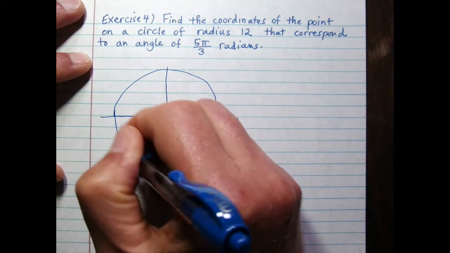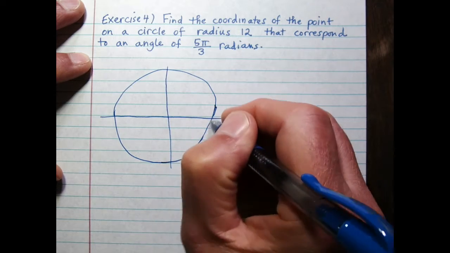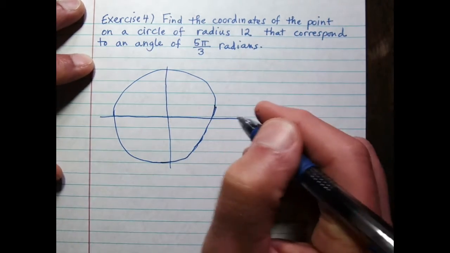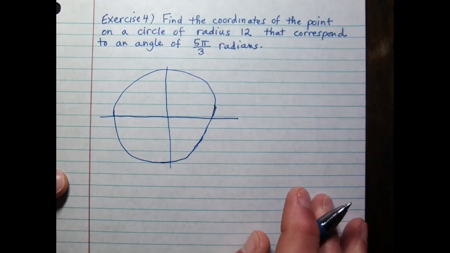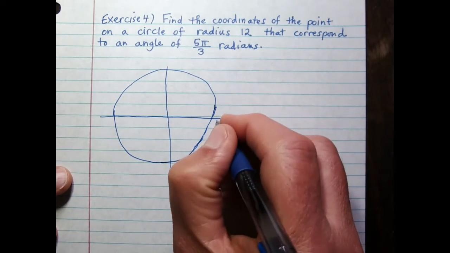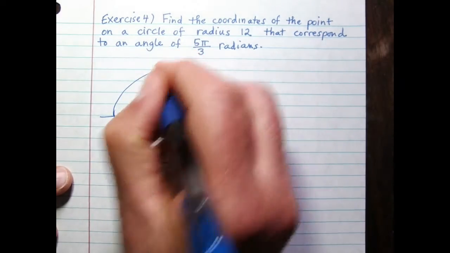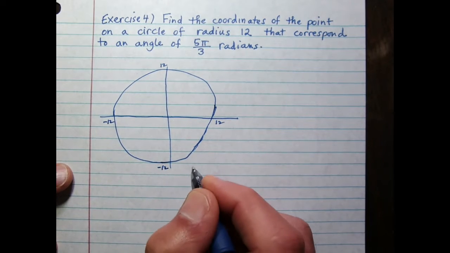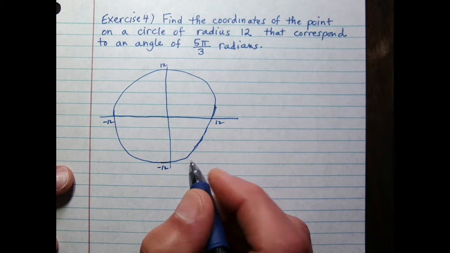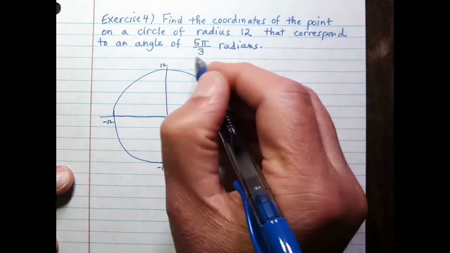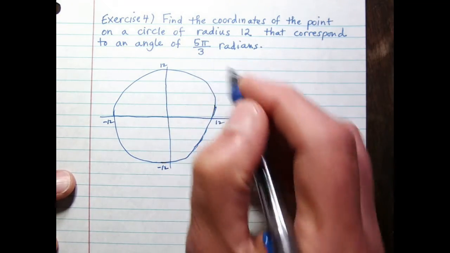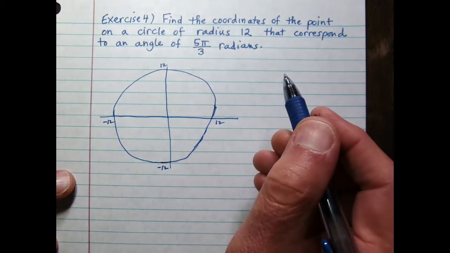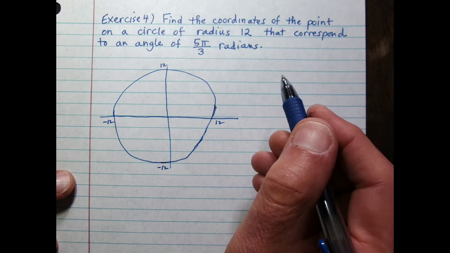I'm going to try to draw that here. And so it's radius 12, so 12, a little lopsided, but well, this will do. And that correspond to an angle of 5 pi over 3 radians. So I have to draw 5 pi over 3 in standard position.